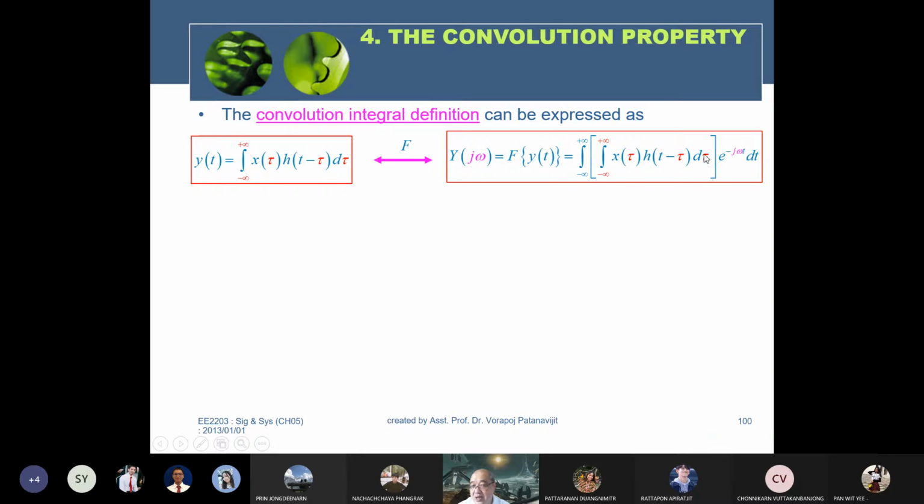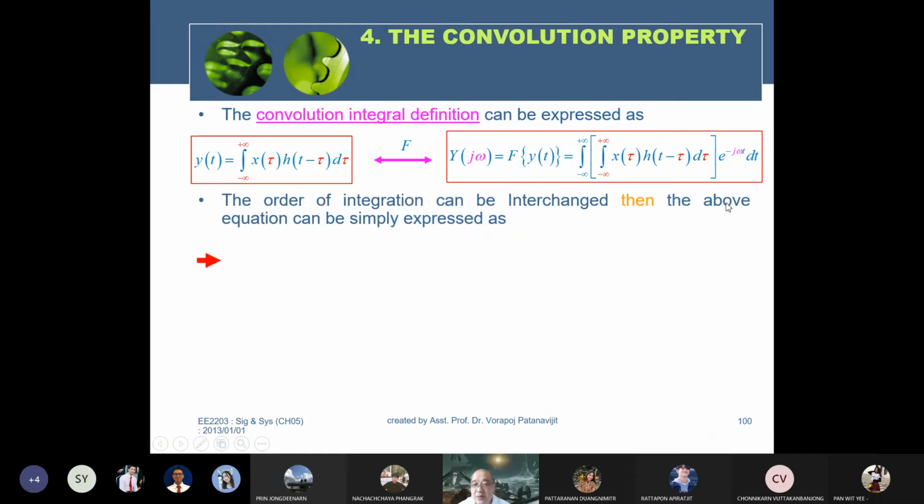You take the Fourier transform of the convolution: you integrate from minus infinity to infinity, multiplying that signal by e to the power minus j omega t dt. The order of the integration can be interchanged, then the above equation can be simply expressed here. We reorder t and tau, swap them, and swap the integration too.